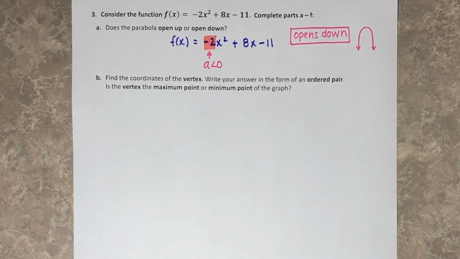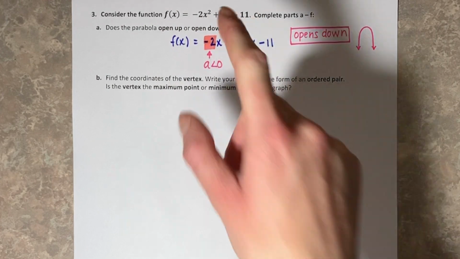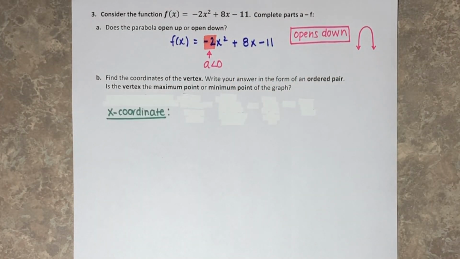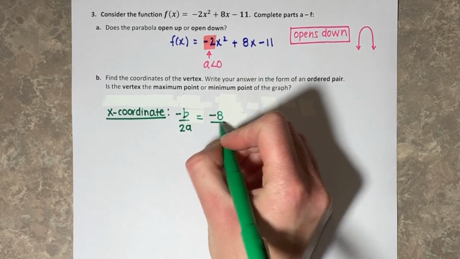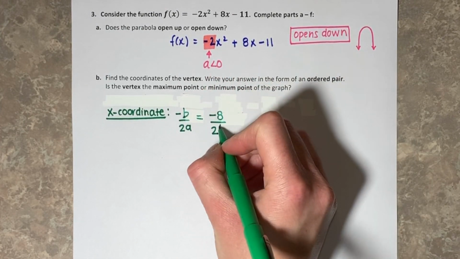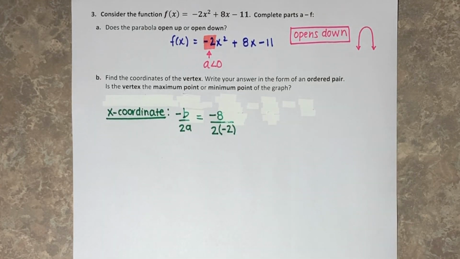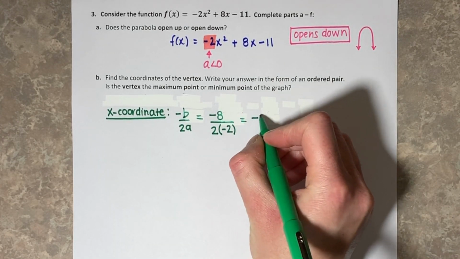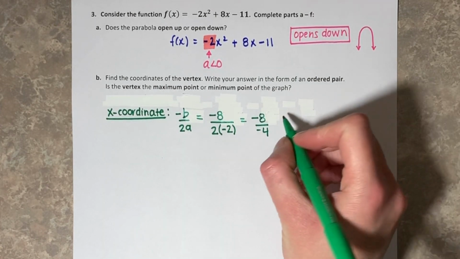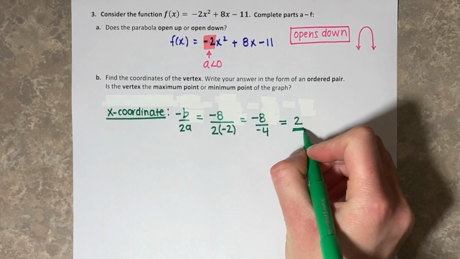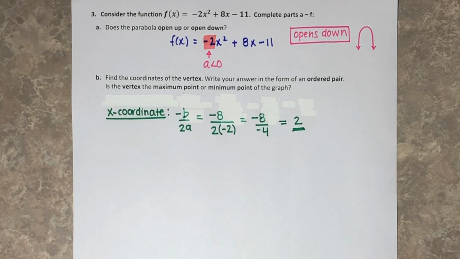Next, we want to determine the vertex. When we're looking for the vertex of a quadratic function like this, we always start with the x-coordinate. To find the x-coordinate of our vertex, we use the formula the opposite of b divided by 2a, and let's calculate that. b is 8, so the opposite of b is negative 8. And then we divide by 2 times a, and a is negative 2. That will leave us with negative 8 divided by negative 4, which simplifies to a positive 2. So the x-coordinate of our vertex is 2.